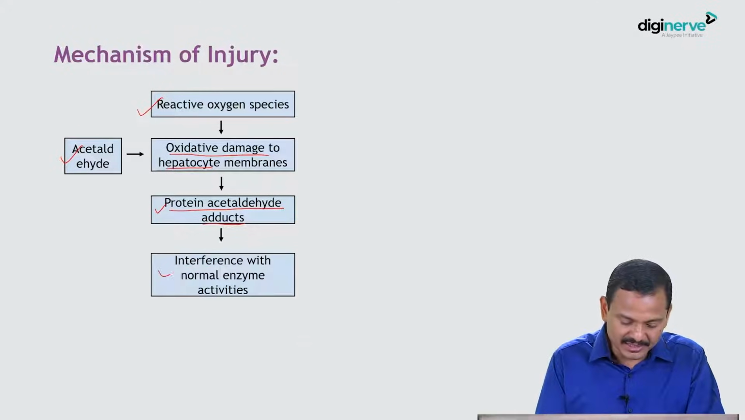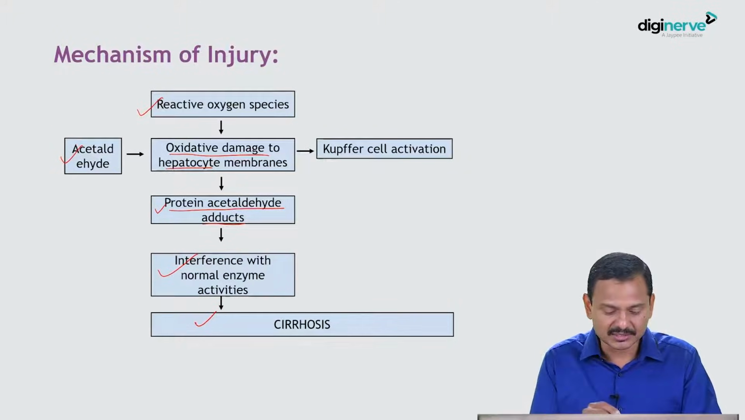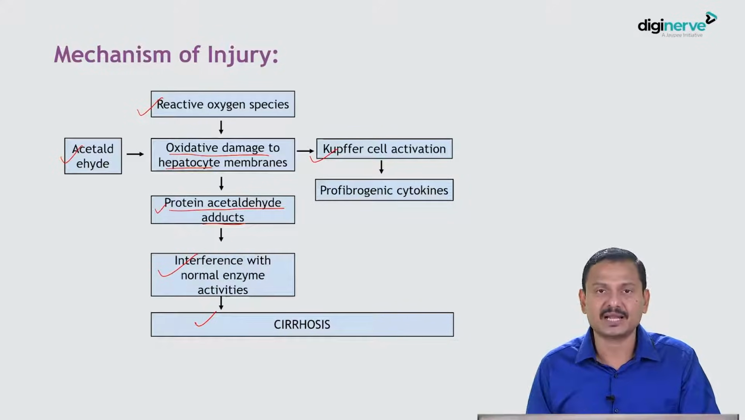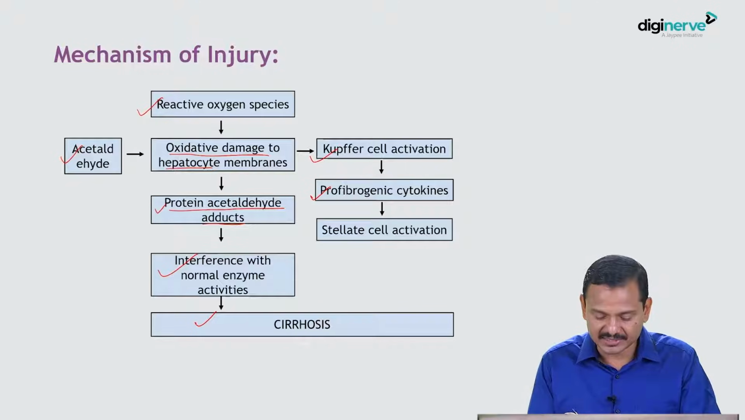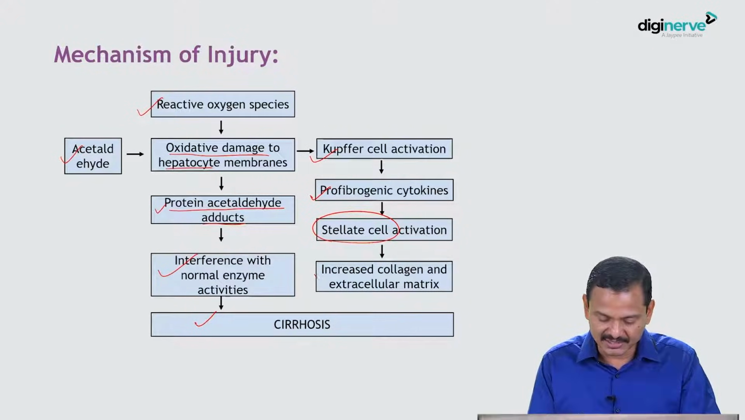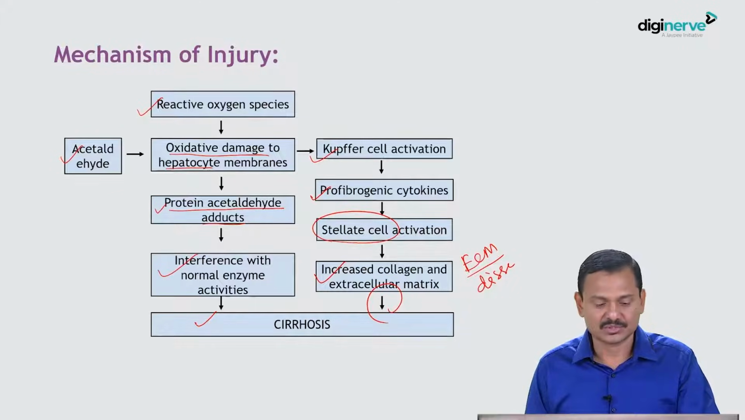Now these adducts interfere with normal enzyme activity, and that can lead to cirrhosis. The other pathway is Kupffer cell activation, and this Kupffer cell activation will lead to profibrogenic cytokines, and these cytokines will activate the stellate cells, and these stellate cells increase collagen synthesis as well as extracellular material in the space of Disse, and this will again lead to cirrhosis.